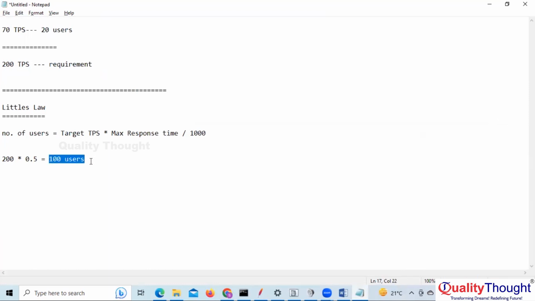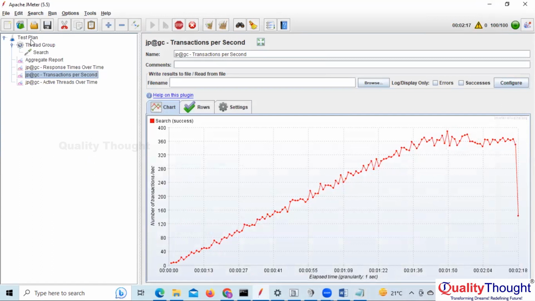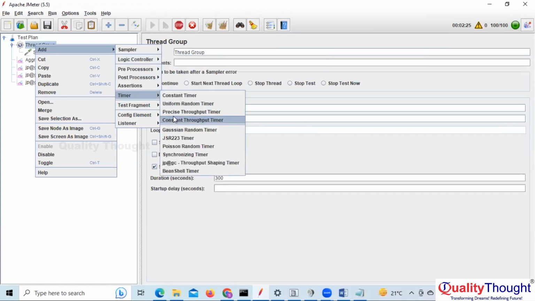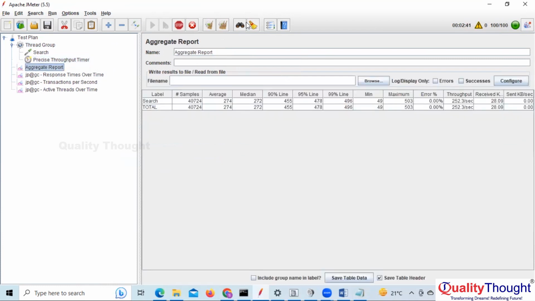With 100 users, it is saying that you will achieve your TPS. But if you don't give the precise throughput timer now, it will achieve more than that. So now it is the time to give the precise throughput timer. Then only you will achieve your target of 200 correctly. So give 200 in how many seconds? 1 second. And what is your duration? Can be anything, 300 in this case. Now if you run your test, you will achieve your target correctly. Okay, any doubts?